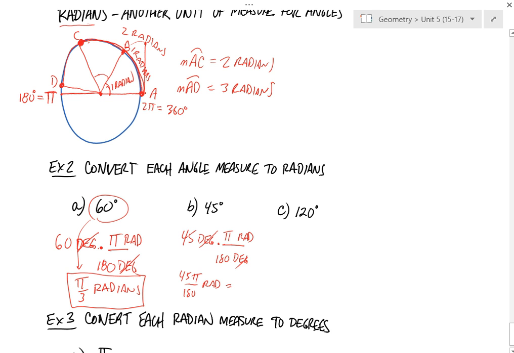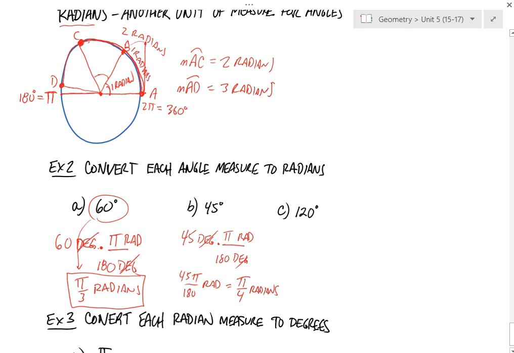That fraction can be simplified. That is the same as pi over 4, because 45 over 180 is 1/4, and so that's pi over 4 radians. And so 45 degrees is exactly the same as pi over 4 radians.